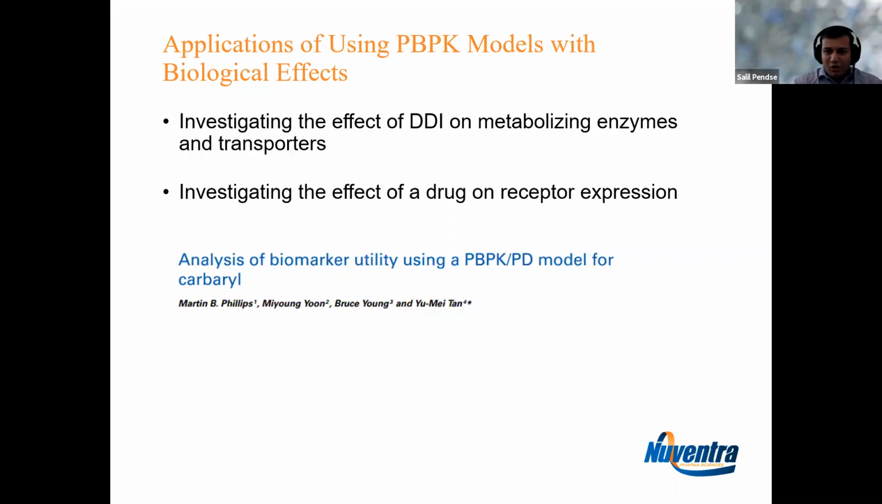whenever you use PBPK modeling to do DDI, because the drug is actually causing an effect on the enzyme, causing either its induction or inhibition, which then leads to that enzyme causing an effect on another drug that we are investigating. Similarly, there are cases where the drug can reduce receptor expression, which leads to a lower effect down the line. In one of the studies that I have been involved in the past, we were looking at carbaryl and its effects on acetylcholinesterase depression in the brain. All of these are different ways to incorporate drug response, the biological response to drugs within PBPK models.